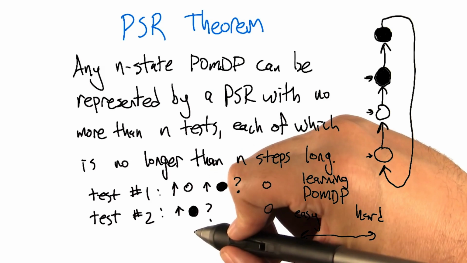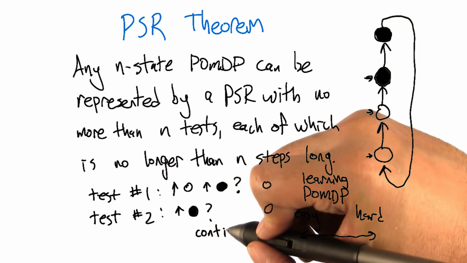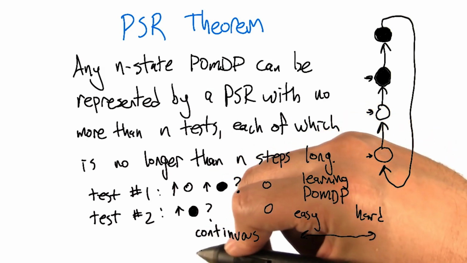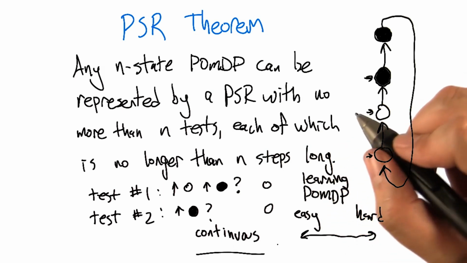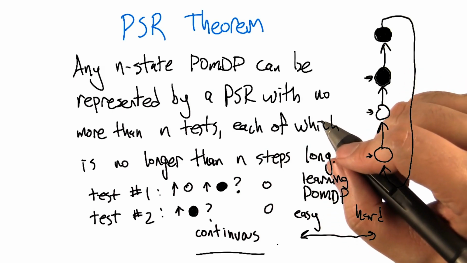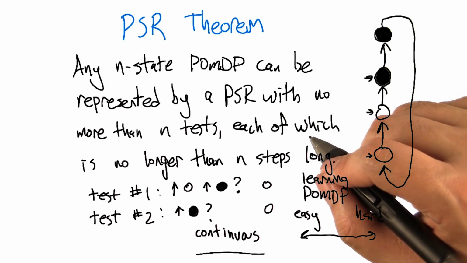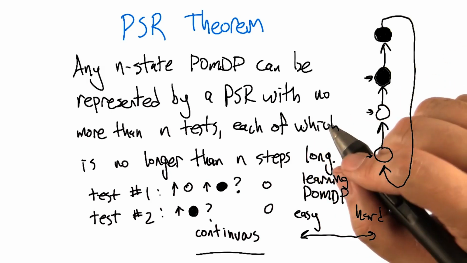There is a case, though, when certain attributes of the problem are continuous, where, in fact, it can be shown that a PSR representation can actually be learned efficiently when the POMDP representation is not clearly learnable efficiently.